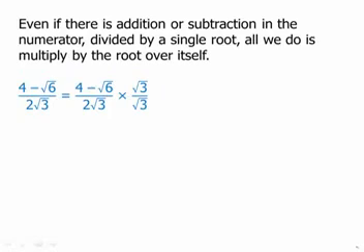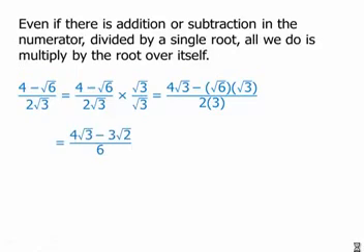In the denominator, I get a root 3 times a root 3, which is 3. In the numerator, I distribute. That root 6 times root 3, remember that root 6 is root 2 times root 3, so we can multiply the two factors of root 3 together to get 3, and then we're just left with a root 2. So what we wind up with is 4 root 3 minus 3 root 2 over 6, and that is the fully rationalized form.